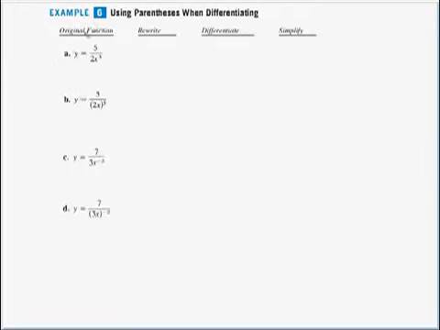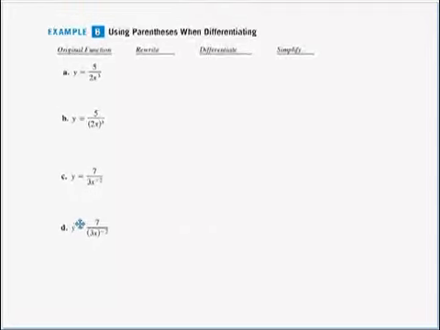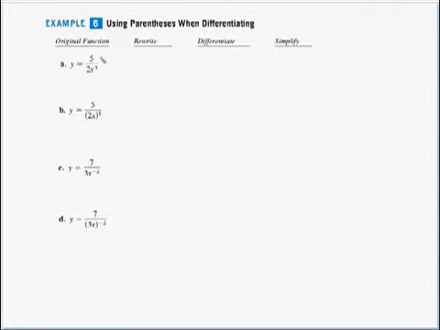And let's see what's going on here in example 6. Using parentheses when differentiating. They give us an original function. They want us to rewrite it and then take the derivative of it and then simplify it down and make it look a little prettier at the end there. So the first one, y equals 5 over 2x to the third. We're going to rewrite that as 5/2 x to the negative third.